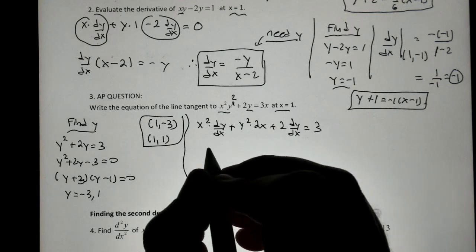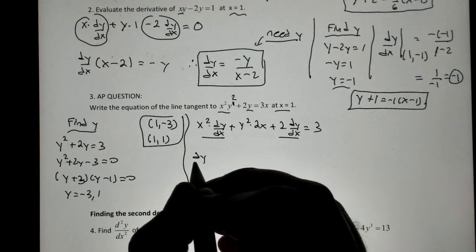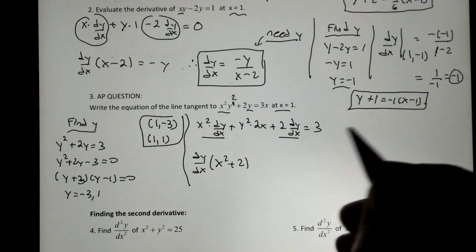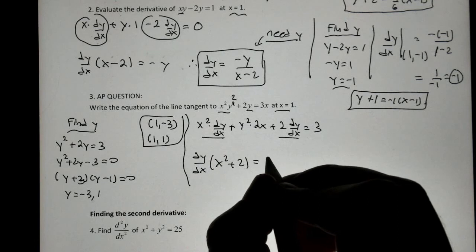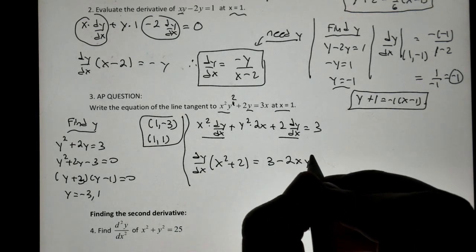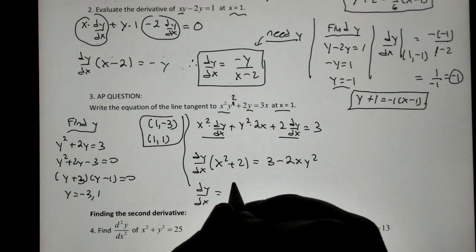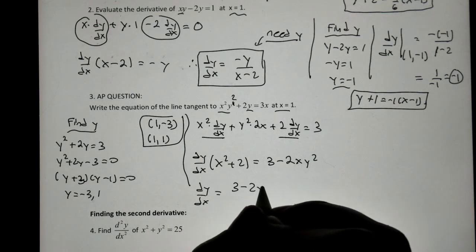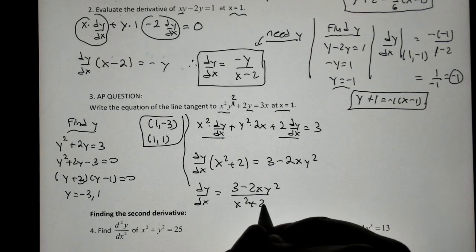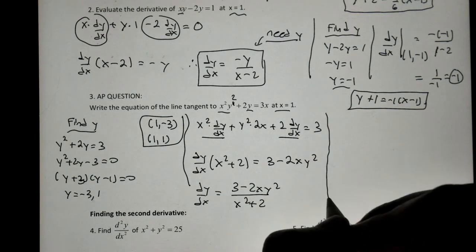So if I factor out my dy/dx, this is going to become x squared plus 2. I can just factor those out. And that's going to equal 3 minus 2xy squared. So our derivative, dy/dx, is 3 minus 2xy squared over x squared plus 2. There's our slope, our derivative finder, our slope finder.